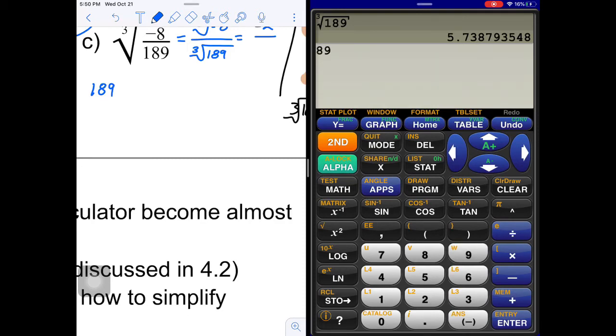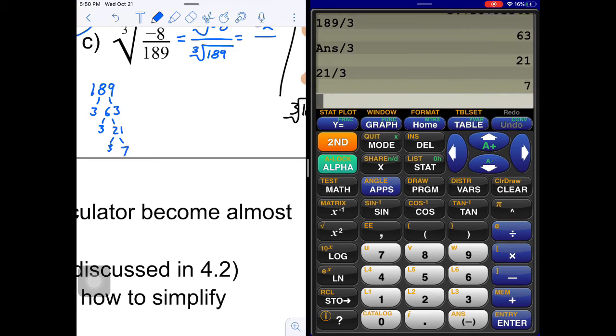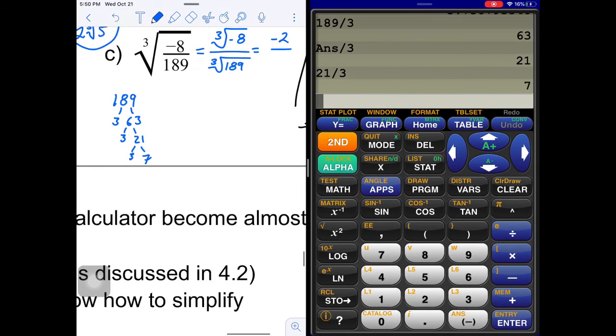So let's take 189, and I'm going to divide that by 3. So that works. So this will become 3 and 63. I'm going to divide 63 by 3. That's going to give me 21. And then I'm going to divide 21 by 3. And that gives me 7. So here, this is the cube root of 189. I can represent 189 by 3 times 3 times 3 times 7.